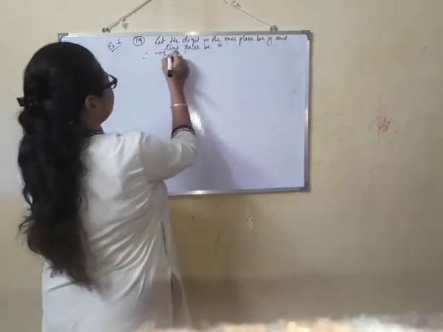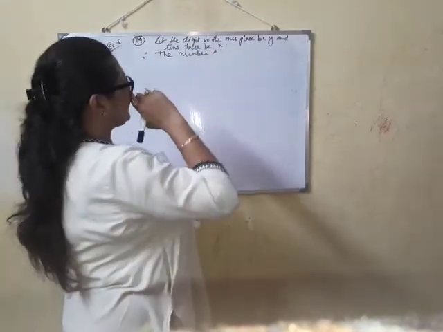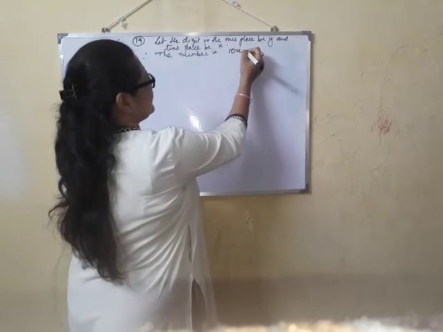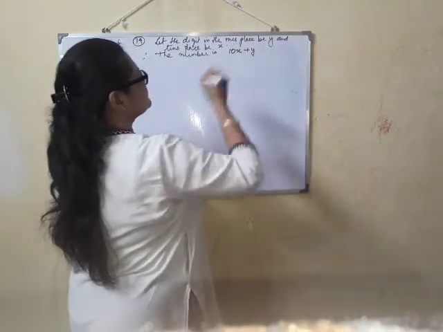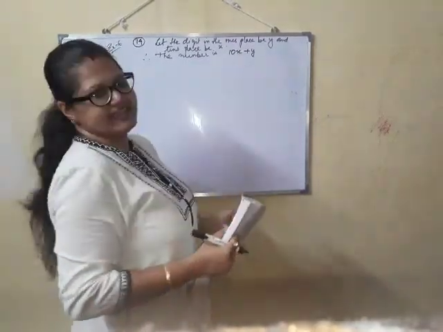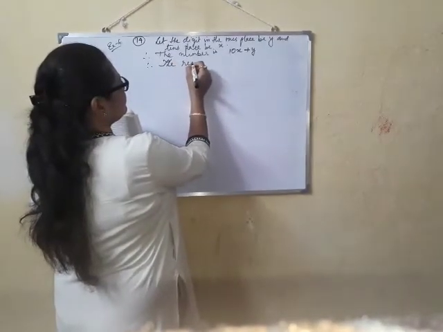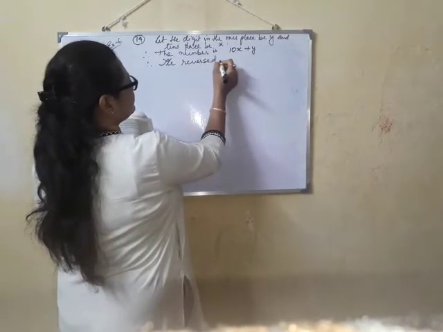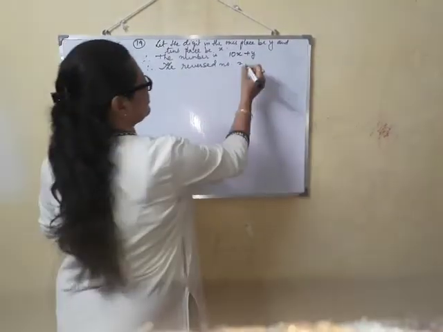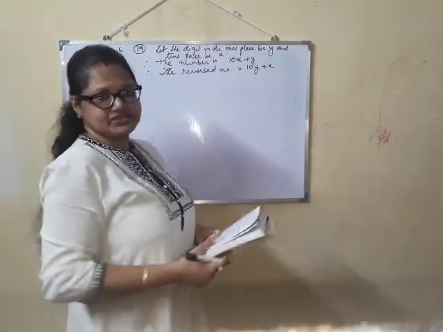So therefore the number is, because x is in the tens place, x will be multiplied by 10, and y is in the ones place, that means y is multiplied by 1. So the number which we get is 10x plus y. The reversed number will be, simply it's reversed, so it becomes 10y plus x. Y comes in the tens place and x goes to the ones place.